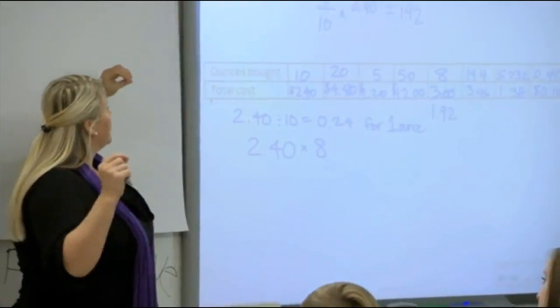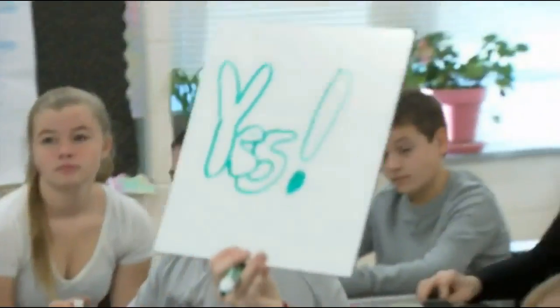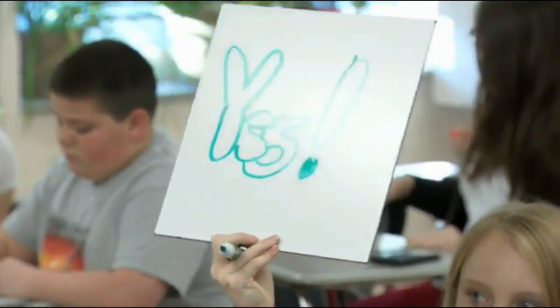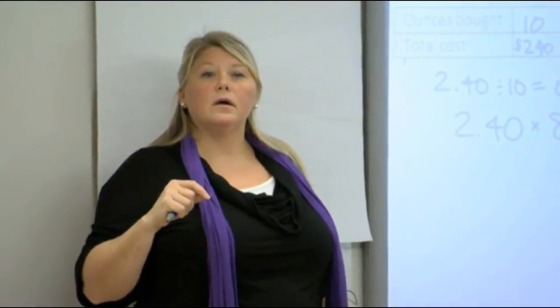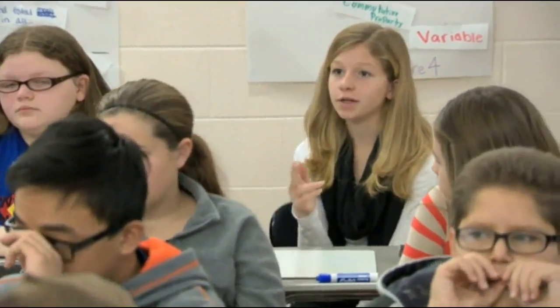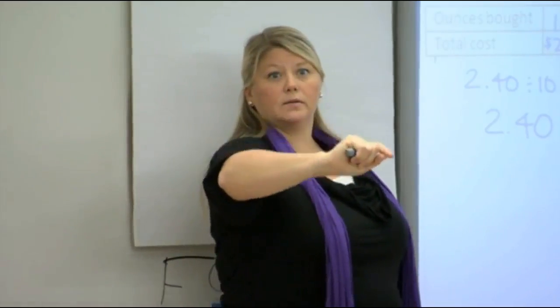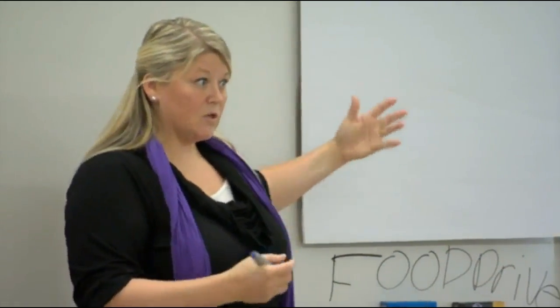Is the relationship between the ounces bought and the total cost a proportional relationship? Yes. Kelly, it forms a straight line if you graph it. How do you know? Because you continue to go up and over by the same amount. So you're going up over 1, up 0.24. I love it. So we got this. So that's what we're going to do today.